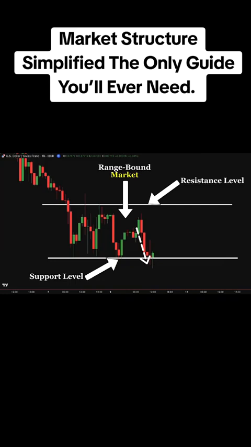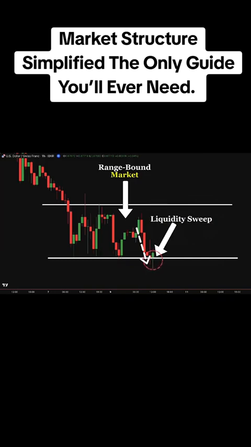This quick move below support is what we call a liquidity sweep. It's not a breakdown, it's a trap. And then watch what happens. Price reverses immediately, closing with a bullish candle back inside the range. This candle tells you everything. Smart money just cleaned out retail liquidity and is now pushing the price back up.